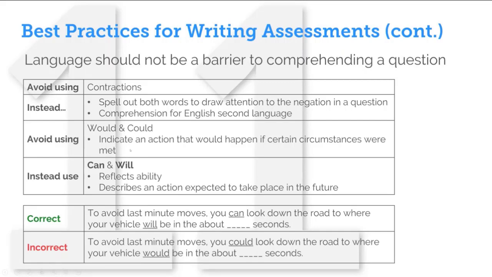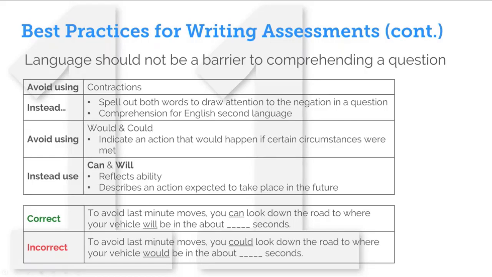The last one is we want to avoid using would and could. Would and could indicate an action that would happen if certain circumstances were met. So again, they can be confusing because you enter that question of what if in there. Instead, you want to use can and will. Can reflects ability, will describes an action expected to take place in the future. So they're much more direct, active, going to take place.